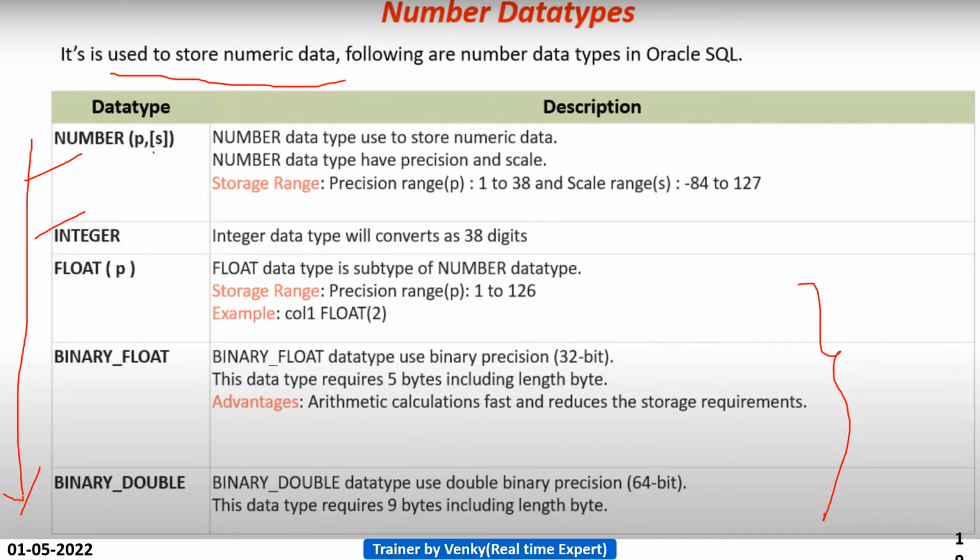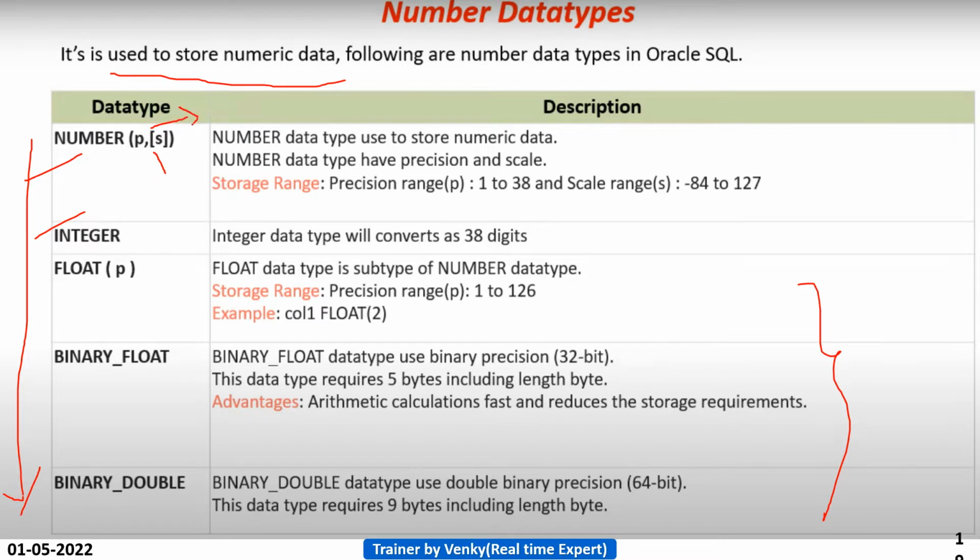Why have I used this bracket, guys? P is the precision, S indicates the scale. Precision is nothing but a number, I mean, an integer. Scale is nothing but the decimal value. So P indicates the precision, the actual value without decimals, and S is the decimal.